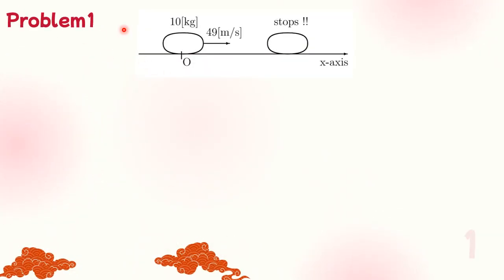Problem 1. There is an object which has a mass of 10 kg. Its starting point is the origin. It moves with a velocity of 49 meters per second on the rough surface, and it comes to a stop here. So this is the direction of its weight, that we can write as this, and this is the direction of the normal force. The normal force is always perpendicular to the surface of the object.